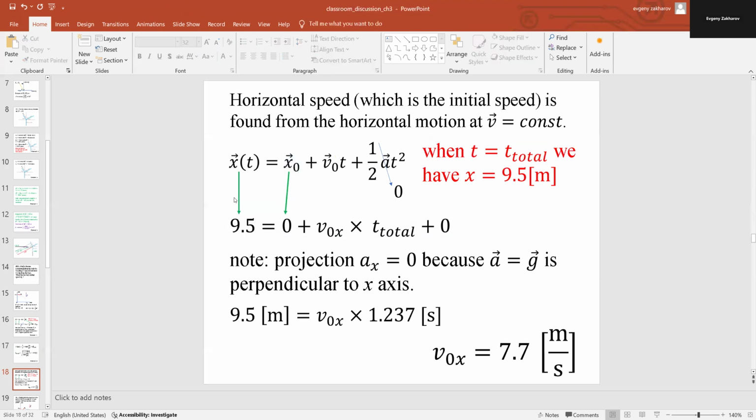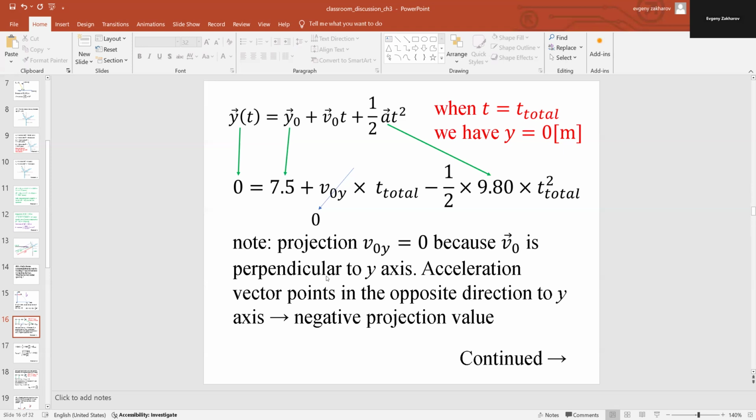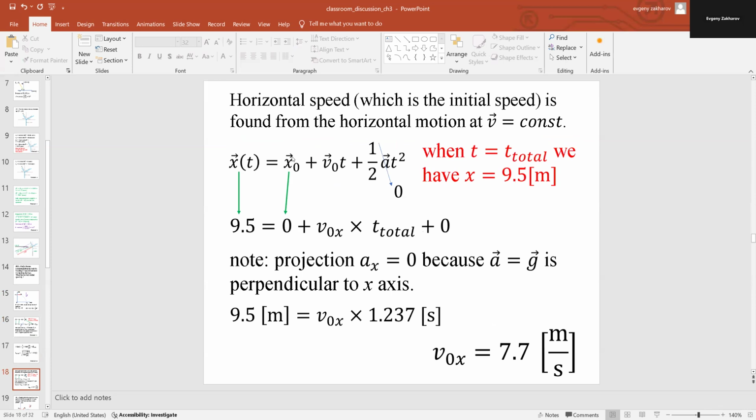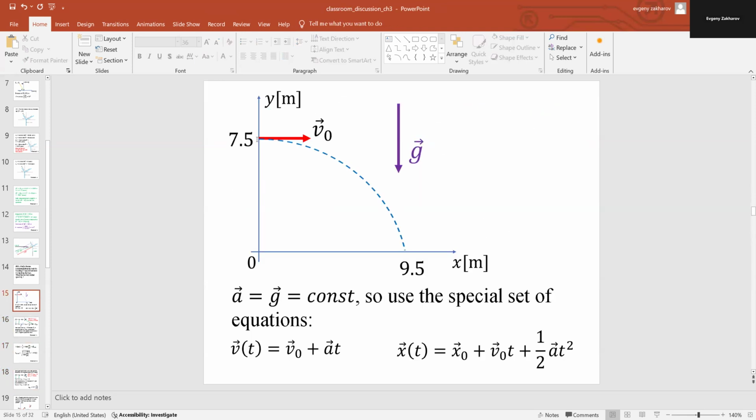And for the initial x, where do I start from? Initial x, I start from 0. It's 7.5 for the y initial, but it's 0 for the x component. So initial x is 0. Initial velocity for x, well, that's going to be just by itself because this is the whole component as is. There's no sine and cosine. It's just positive v sub 0.